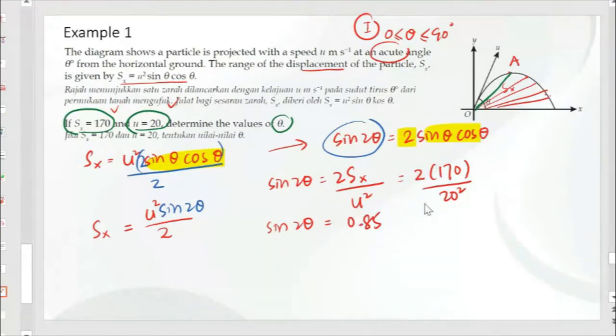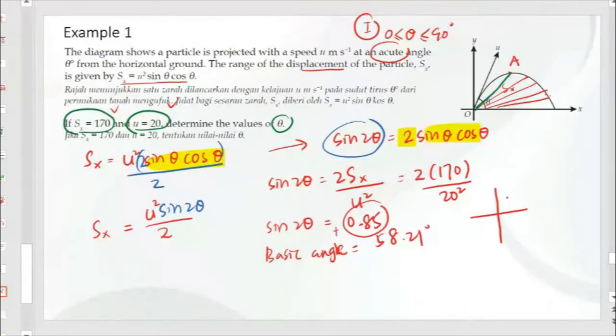Then after this, what do you need to do? Find the basic angle. Use the calculator to find the basic angle, shift sin 0.85 equals what? It's equal to 58.21 degrees, right? Then what is the value for your angles? Positive. This is positive, right? Positive sign, all students take calculus. So the first and the second quadrant.